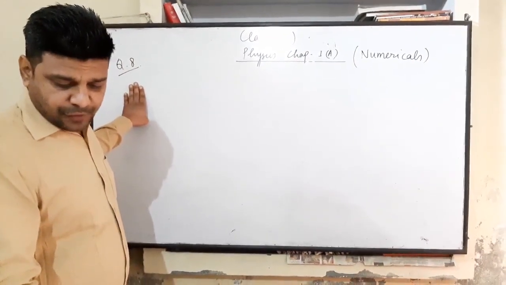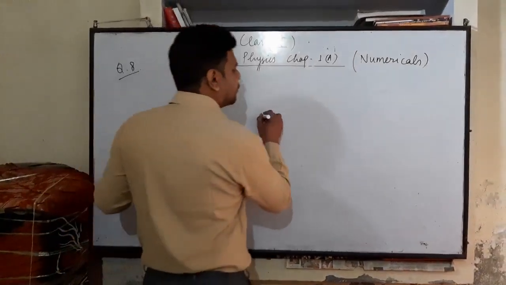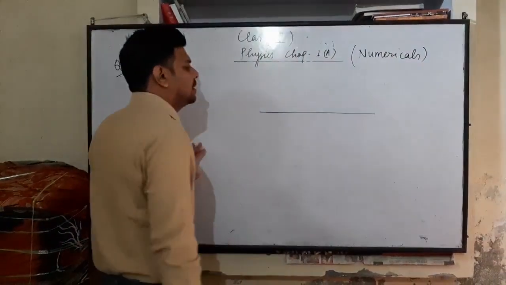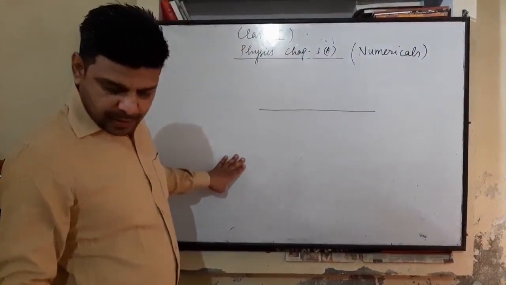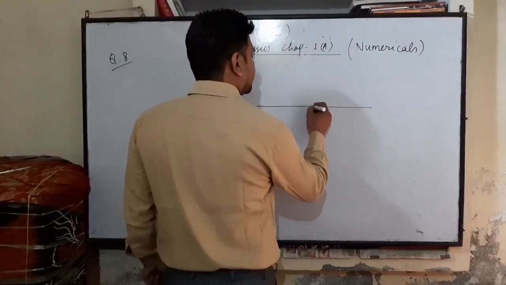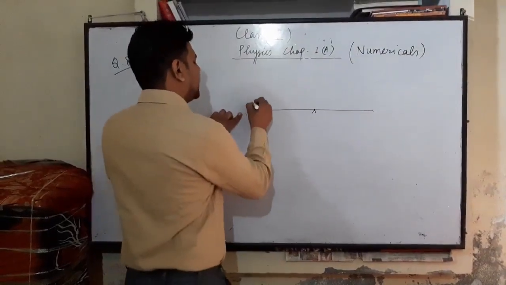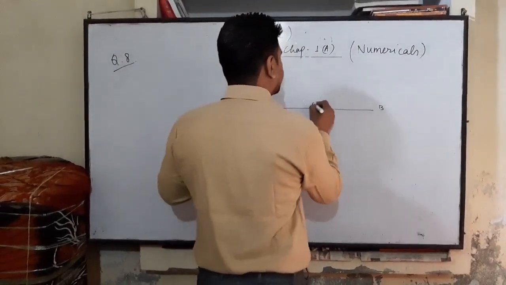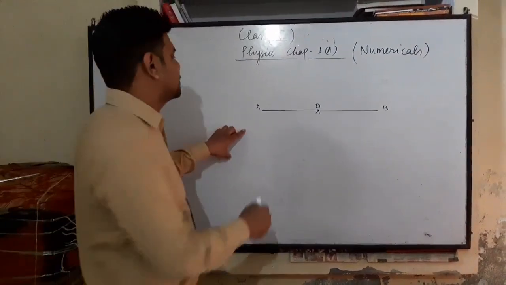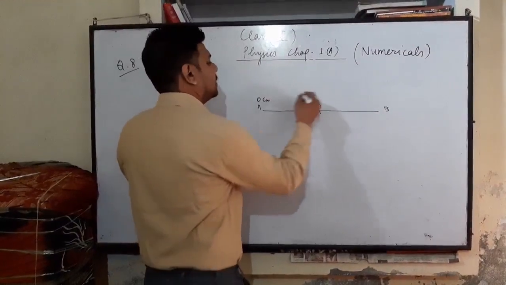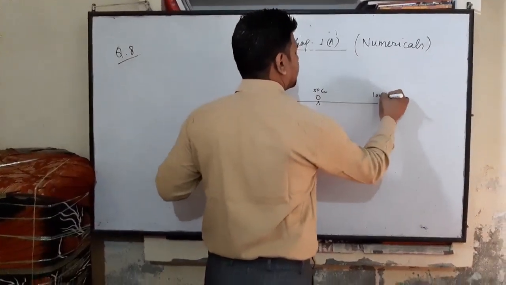The numerical is: a uniform meter rule is pivoted at its midpoint. We have a uniform meter rule. Meter rule means it has a length of 1 meter. Pivoted at its midpoint. Midpoint, meter rule A and B. This point is O. This is the 0 centimeter mark, this is the 50 centimeter mark, and this is the 100 centimeter mark.